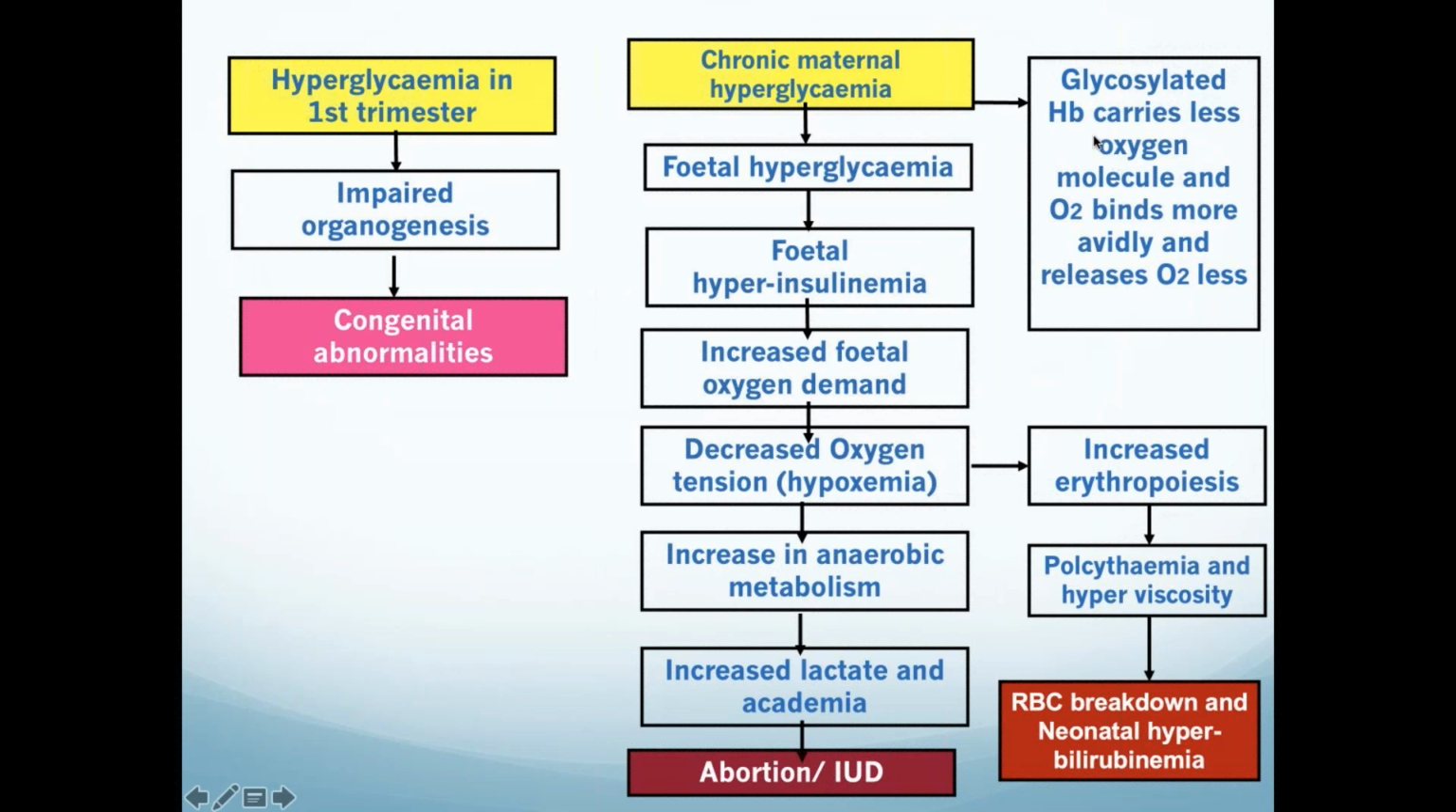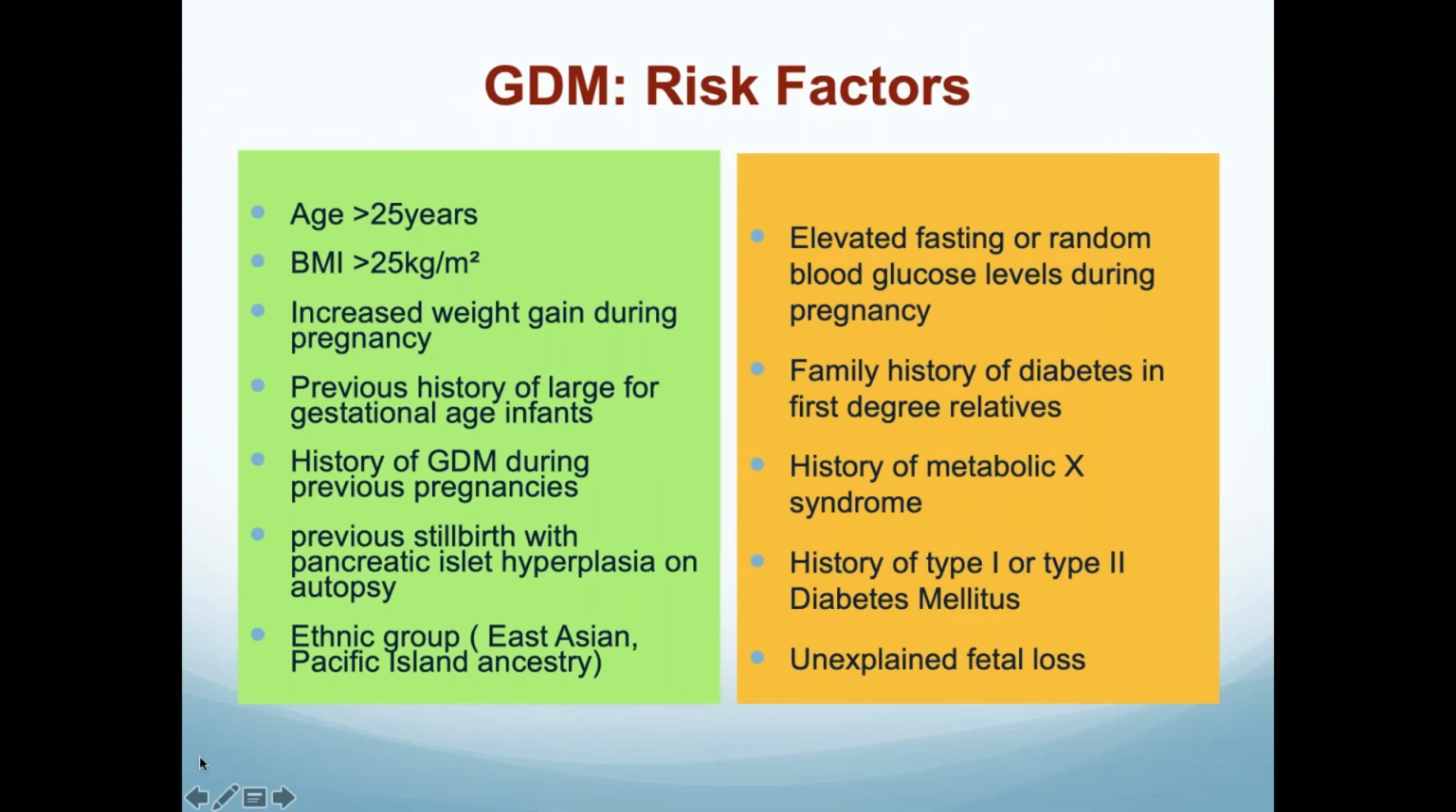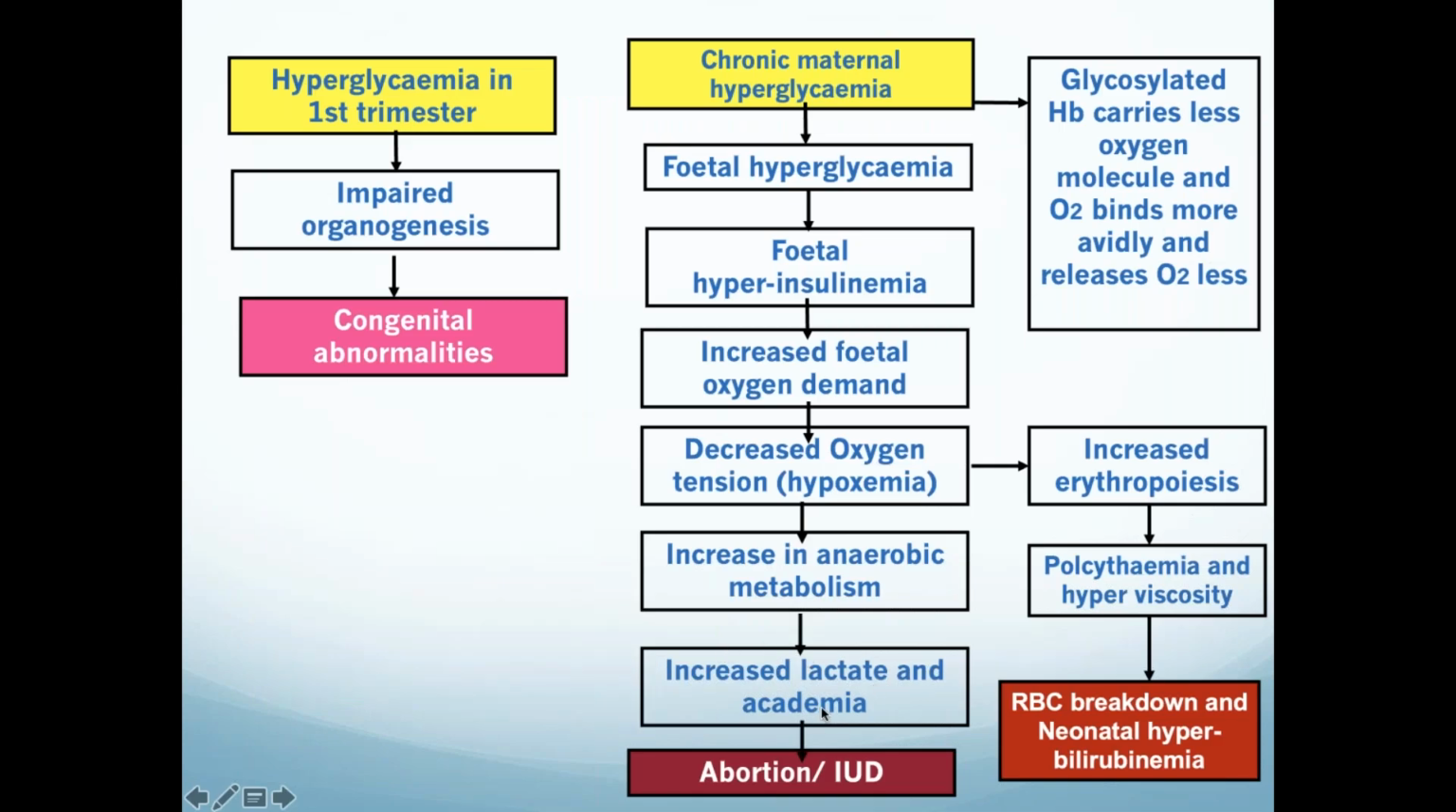TGA, sacral agenesis, extremely good, very good. And in chronic maternal hyperglycemia, what happens? All these glycosylated hemoglobin carry less oxygen molecules, and oxygen binds more avidly and releases less. Further, with fetal hyperglycemia during the entire first, second, and third trimester, fetal oxygen demand keeps increasing, and there will be anaerobic metabolism causing a lot of lactic acidosis, and these are the causes.